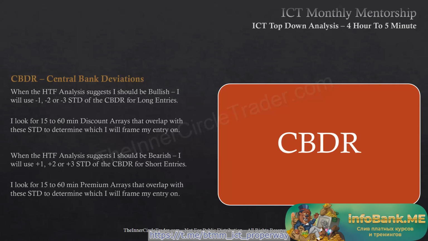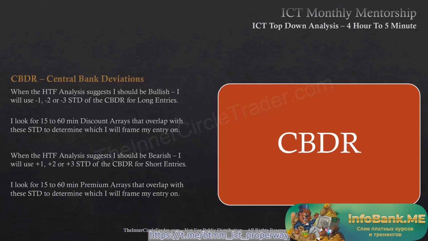Central bank dealers range, deviations. Now when the higher time frame analysis suggests that I should be bullish, I will use 1, 2, or 3 negative standard deviations, in other words going down, of the central bank dealers range for long entries. I look for 15 to 60 minute discount arrays that overlap with these standard deviations to determine which I will frame my entry on. When the higher time frame analysis suggests that I should be bearish, I will use +1, +2, or +3 standard deviations of the central bank dealers range for short entries. I look for 15 to 60 minute premium arrays to overlap with these standard deviations to determine which one I will frame my entry on.